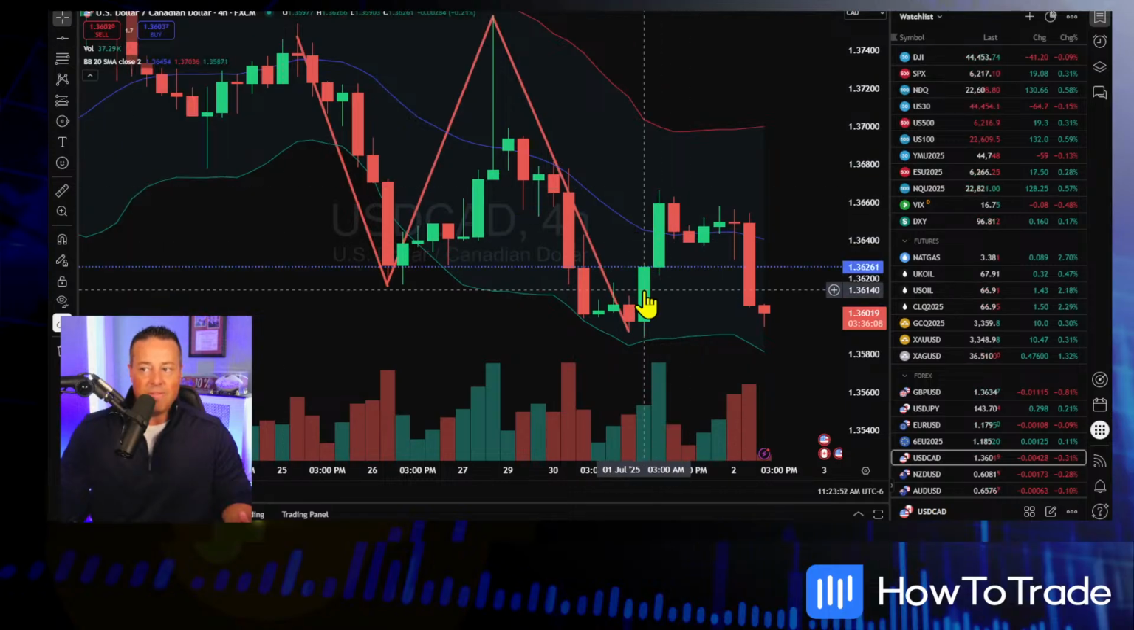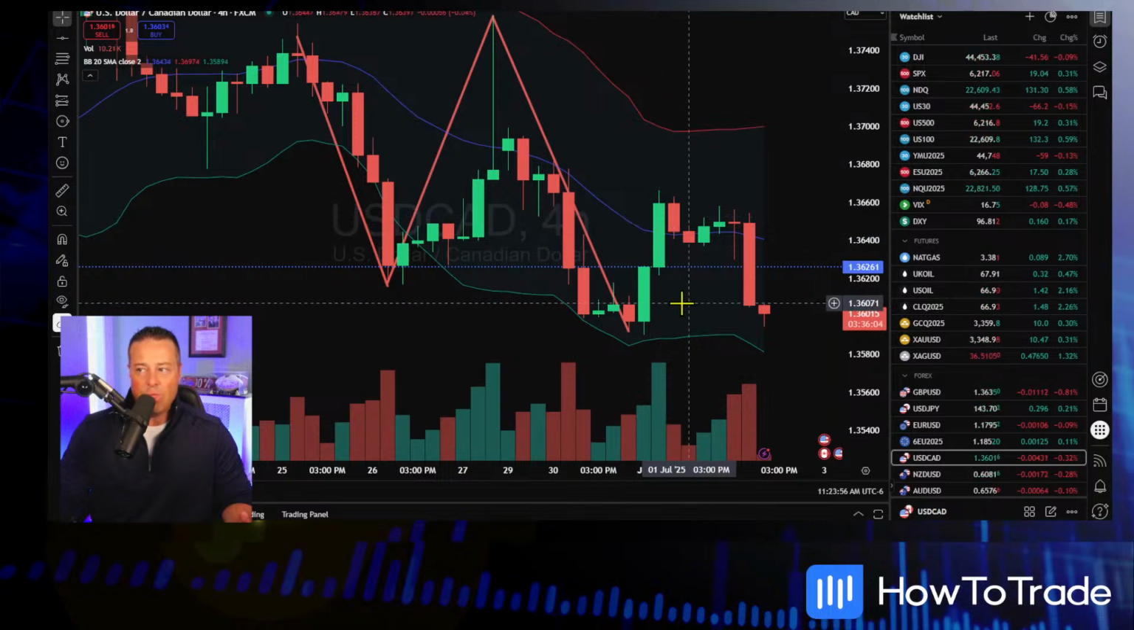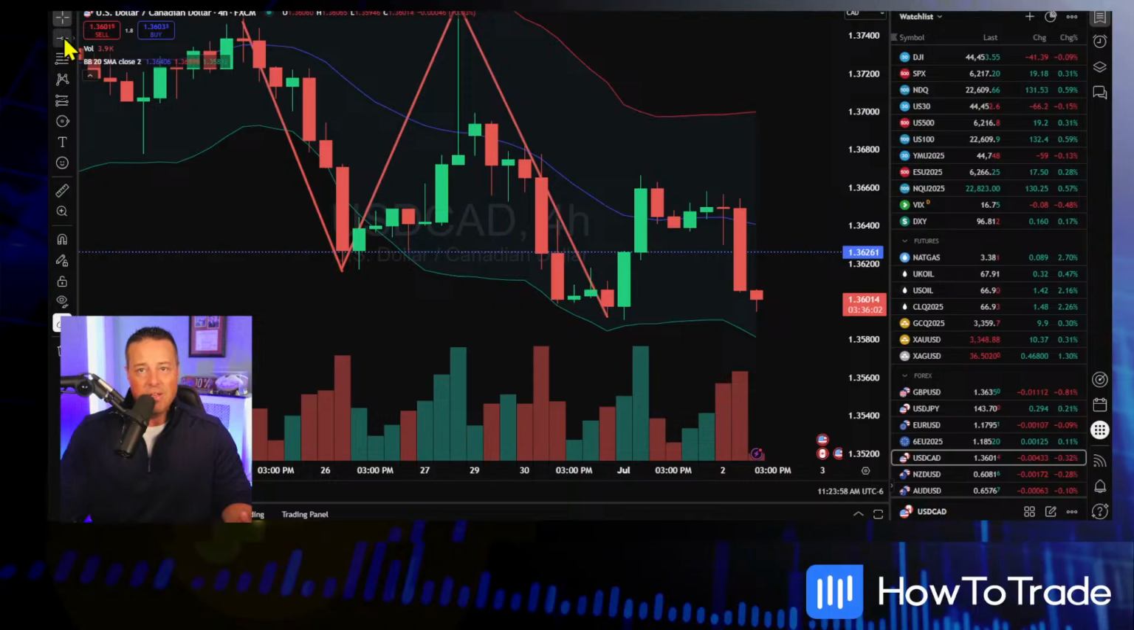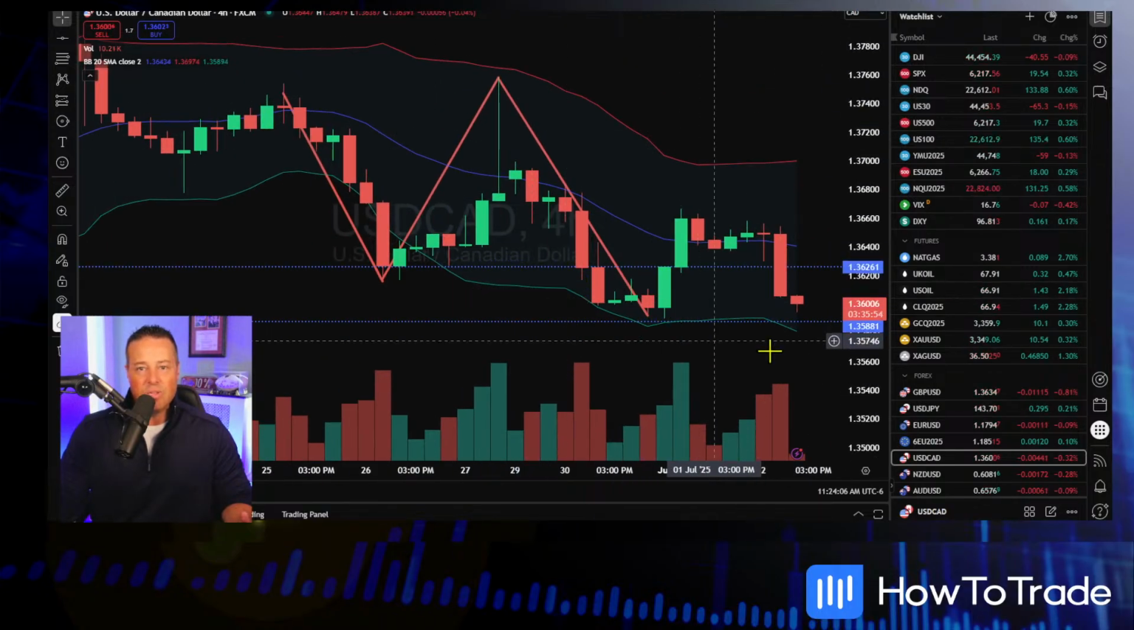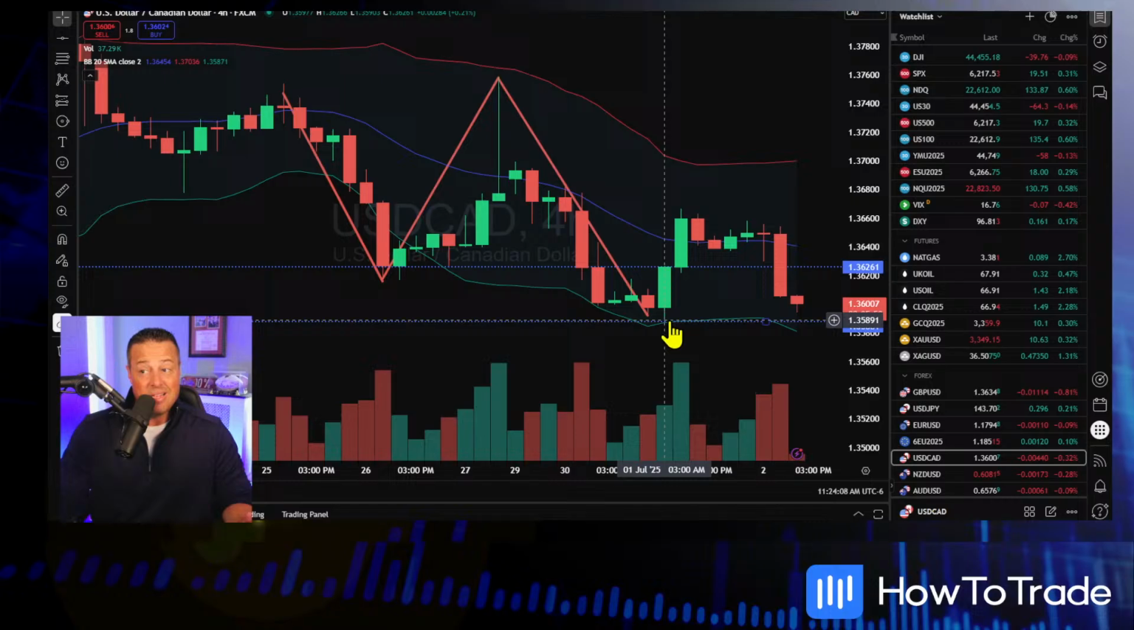You could have bought right there. You might have got a little bit of a pop up to 136.60 from 136.26. Pretty good move. Stop loss should have been right down in here, right beneath that low. But still, that's sort of a questionable W. Is it a legal W? I would say yeah, but I don't like it.